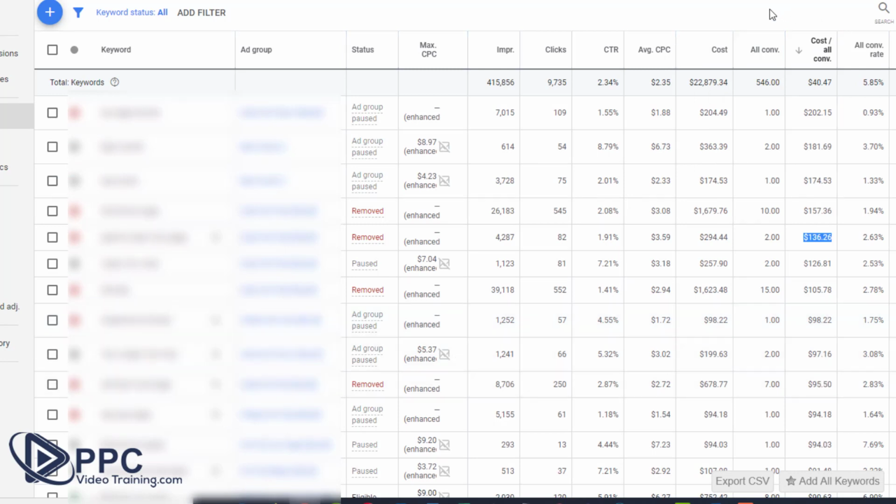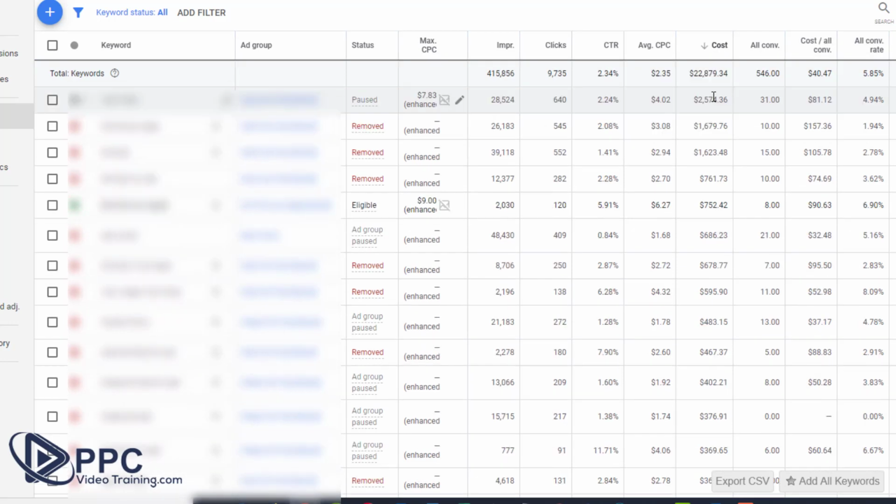Then what I will also do is I will go through and I will sort it by cost. Which keywords have we spent the most money on and are the conversions in line? This one we spent $2,500 on, $81 a conversion. Probably a little bit high. That's why we paused it. Same thing here.